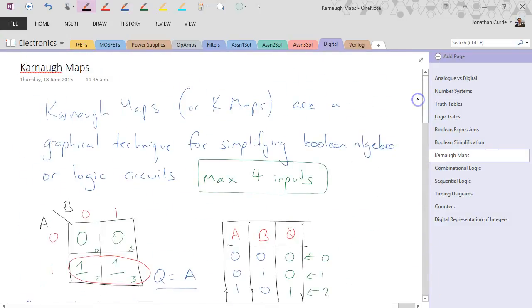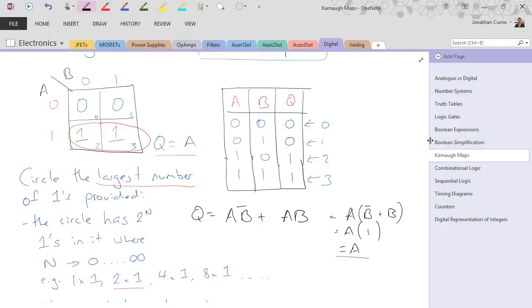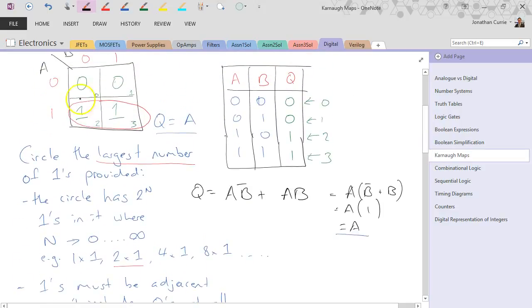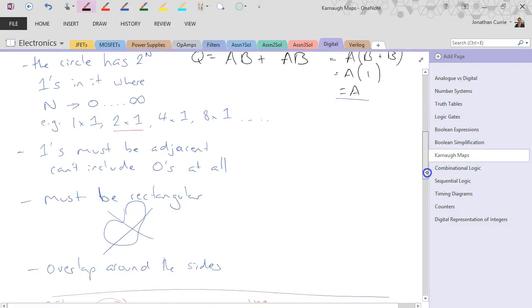So, quick summary of Karnaugh maps. They're a graphical technique for simplifying Boolean algebra expressions, or logic circuits, depending on what you've started with. Generally, we say it's a maximum of 4 inputs. You can use them for larger, but generally that's where they're most useful. We did the 2 by 2 system, so with 2 inputs, a square with 4 in it. Showed you how to take it from a truth table into the K-map. Gave you the rules, circling the largest number of ones possible, provided that it's 1, 2, 4, or 8 ones, or 16 if you manage to get all ones.